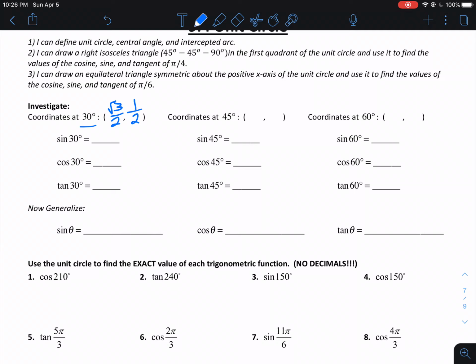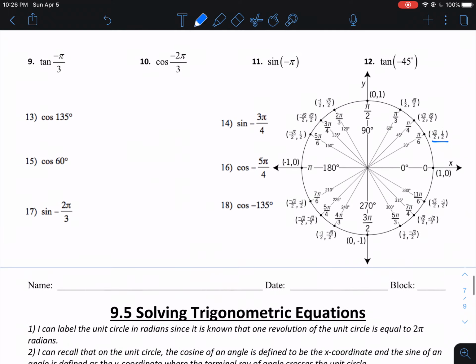And then we're going to find 3 trigonometric ratios at that value. The first thing we're going to find is sine, then we'll find cosine, then we'll find tangent. So let's start with sine of 30 degrees.